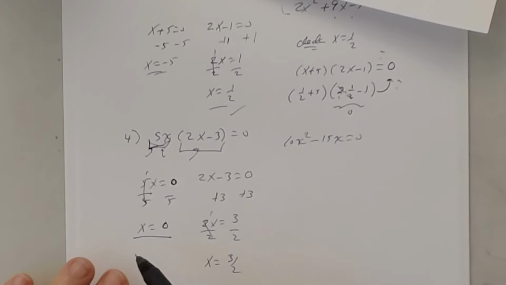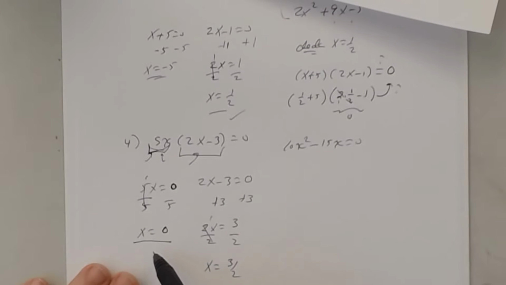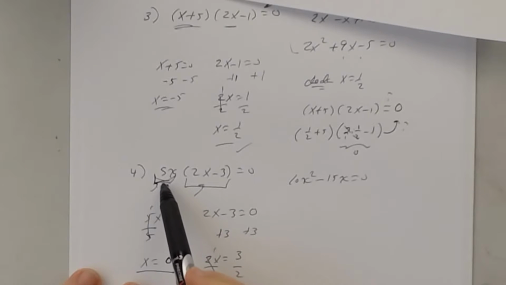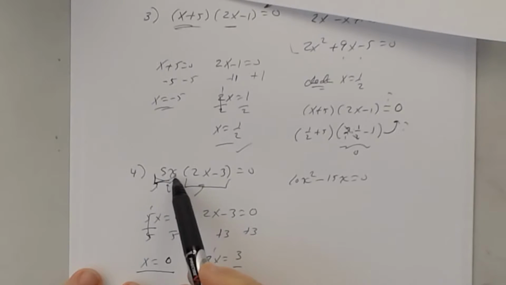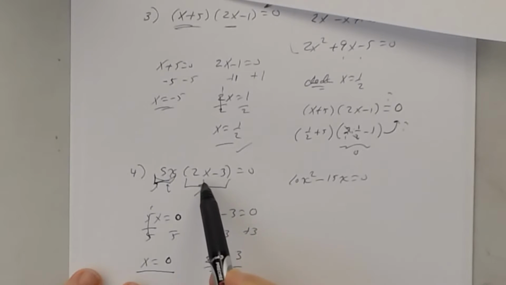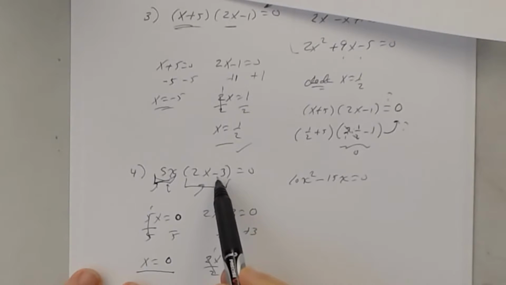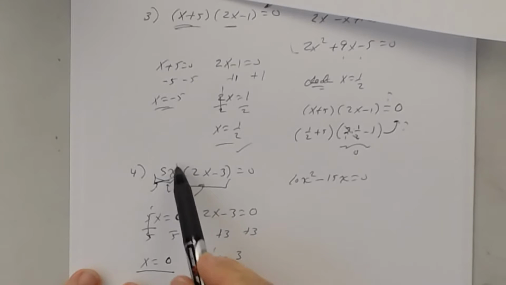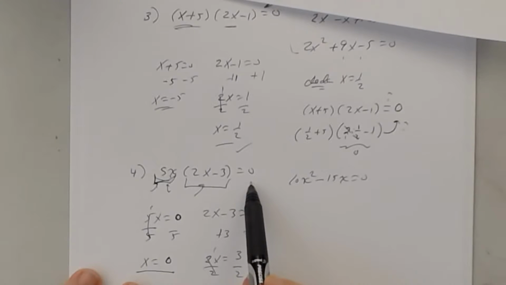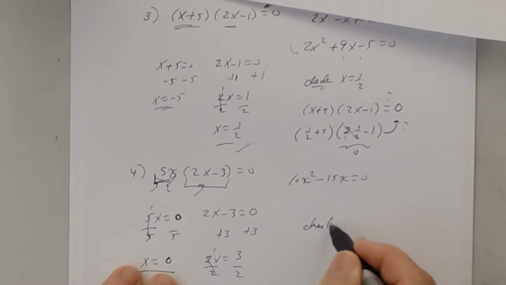Now the 0 is easy to check. If you want to check these, the 0 is easy to check. Go back to the original. What's 5 times 0? All right. And what's 2 times 0 right here? And what's 0 minus 3? All right. So I have a negative 3 times 0, which is what? 0. If you want to check the 3/2, let's do that one by hand.